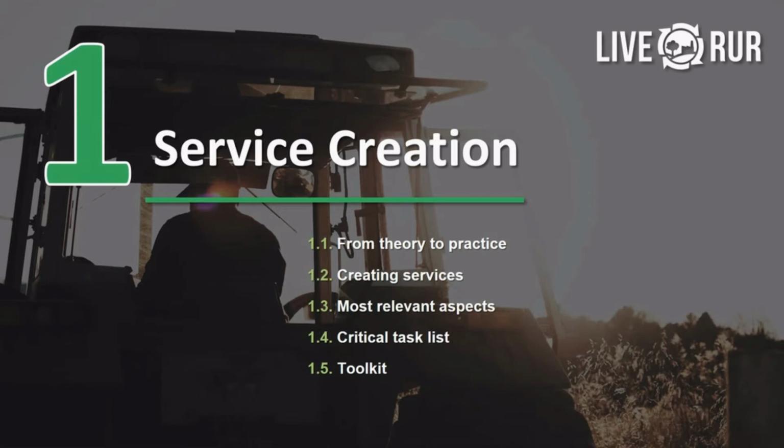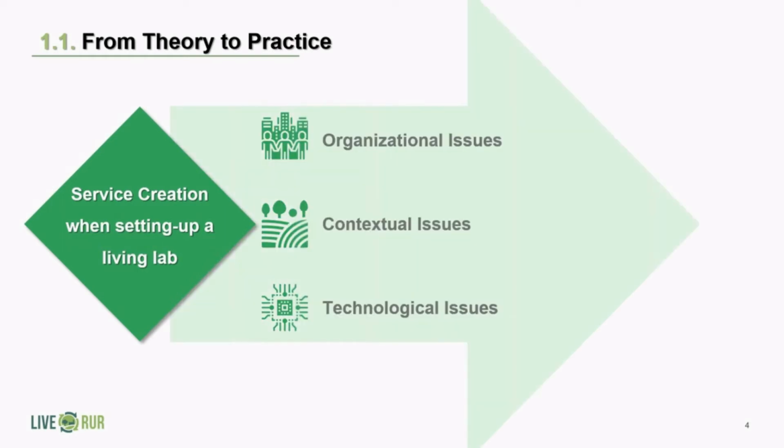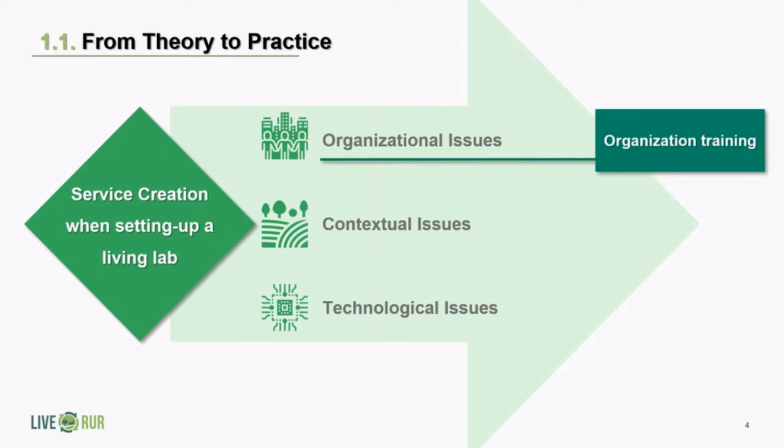We will be following the same line of thought as in the previous videos to explain this process. As we have seen previously, theory mentions 3 types of issues to be aware of when setting up a living lab. In practice, when creating the services for the living lab in terms of organizational issues, we should be paying attention to organization training. That is, to provide the needed training to everyone in the team, either in technical terms or in what regards the daily procedures of the living lab.